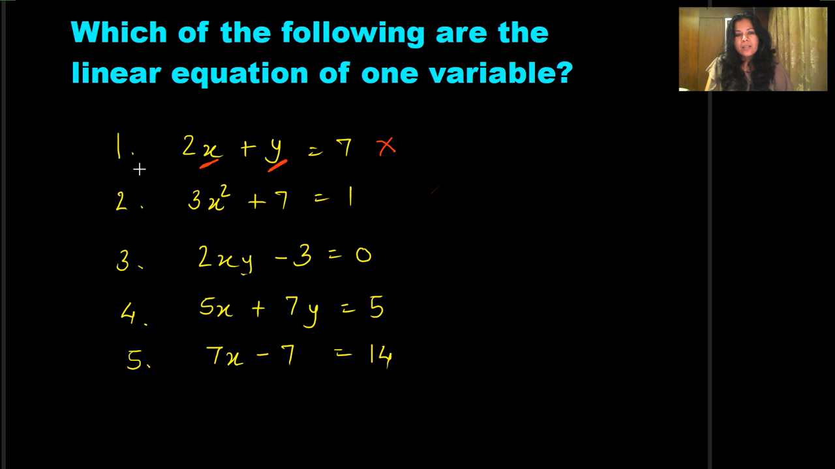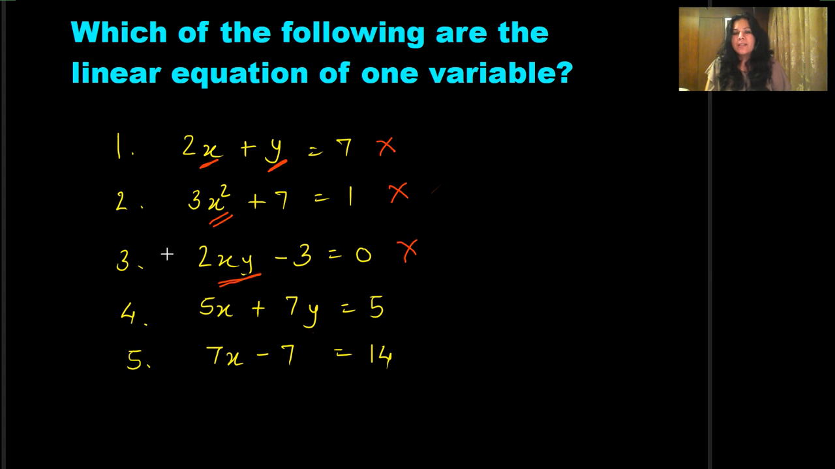What about the second equation? Here the highest power is 2. That means the degree of the equation is 2. So this is not a linear equation, children. In a linear equation, the degree of the equation should be 1. It cannot be 2. Otherwise it is a quadratic equation. It is not a linear equation. What about the third one? In the third one, we can see that we have two variables x and y. So again, this is not a linear equation of one variable.